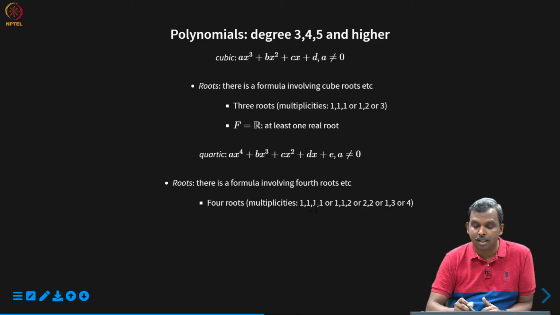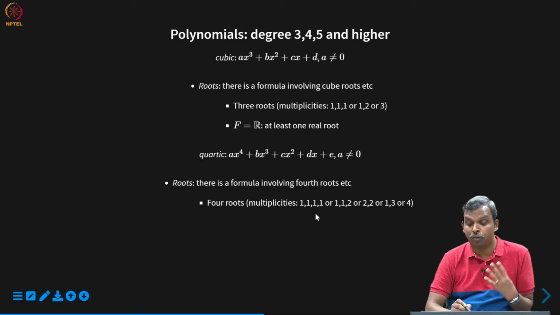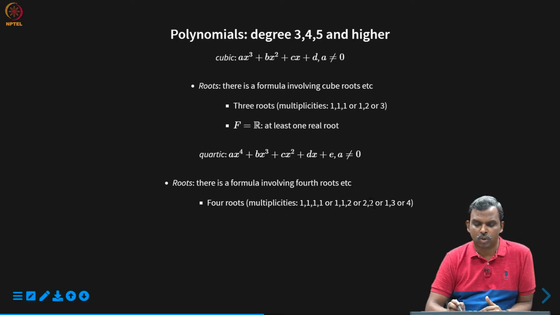And in this case, multiplicities are going to have many more possibilities. So many partitions of 4 are possible: 1, 1, 1, 1, you could have 4 distinct roots; 1, 1, 2; or 2, 2, you could have 2 distinct roots each appearing twice. All these cases are possible. One can go into all these things closely if you want, but quartic polynomials look like that.